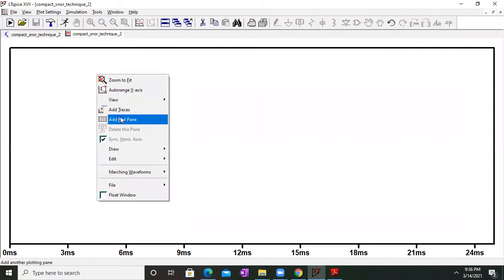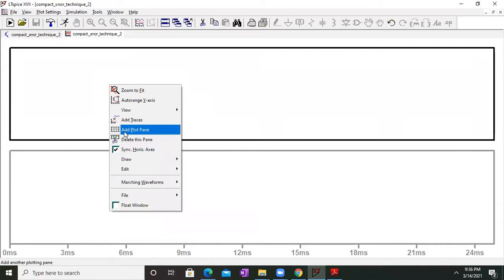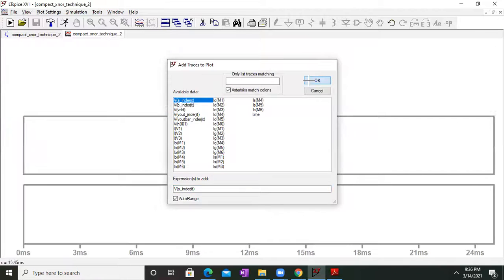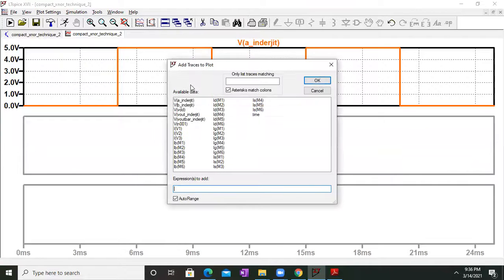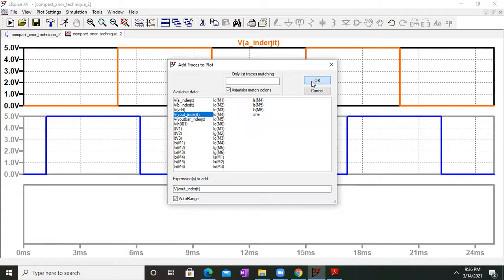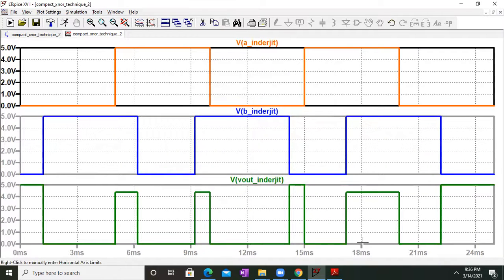So I'll divide this into three planes, one for VA, VB, and output. So the first is VA voltage, then next we have VB, and at the last we have V out. So that's the V out. Okay, now let's check the cases in detail.